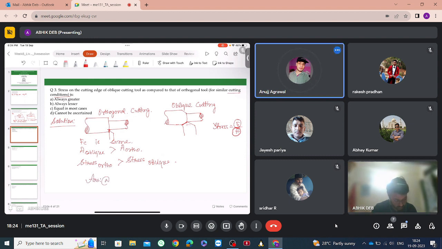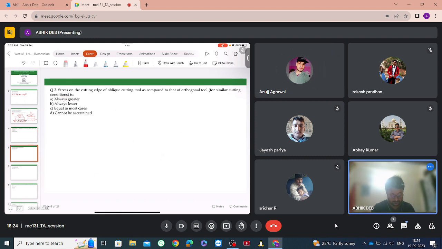Okay, now the next question. In the machining operation, the secondary shear occurs at which of these?